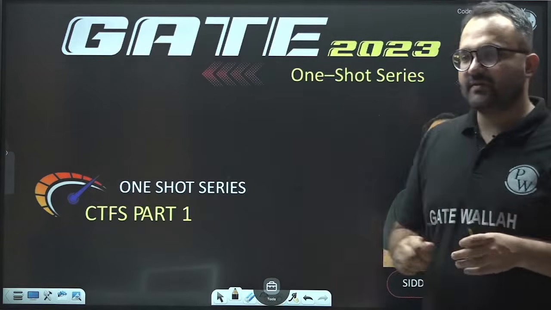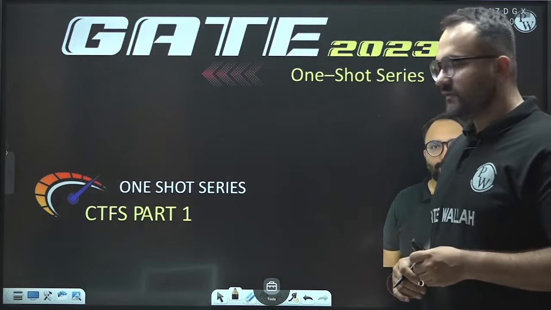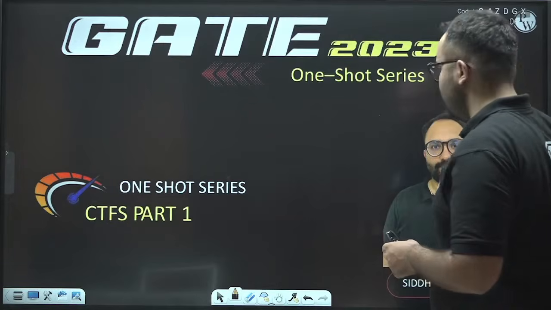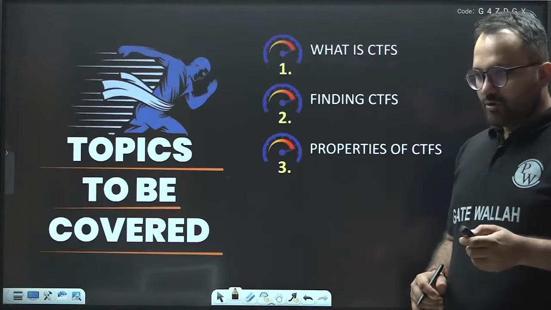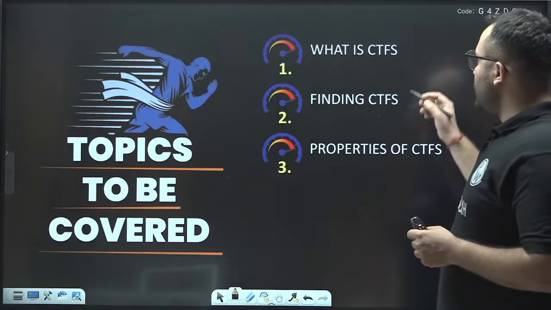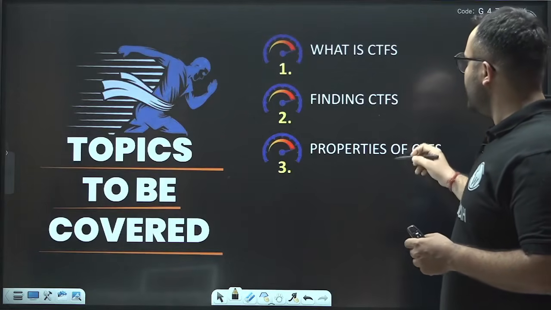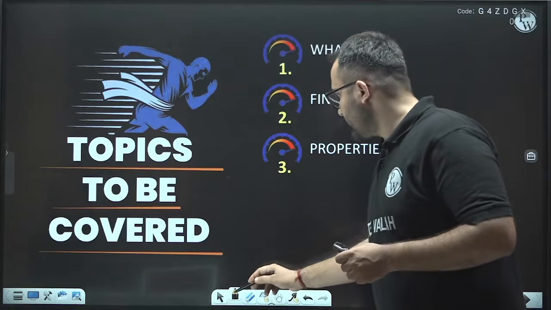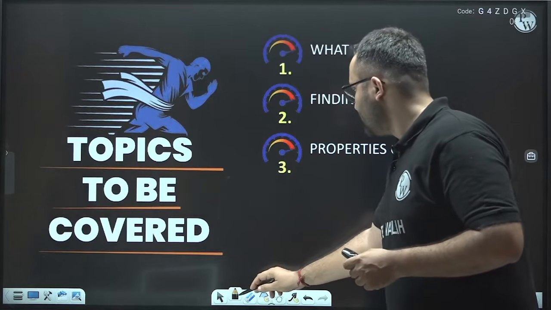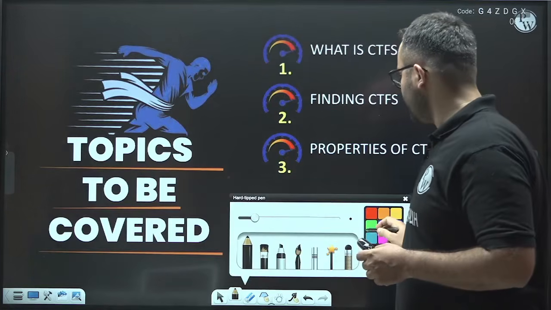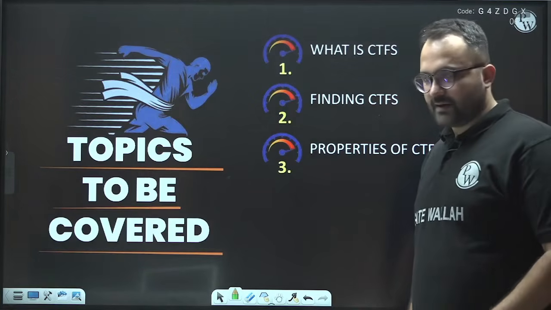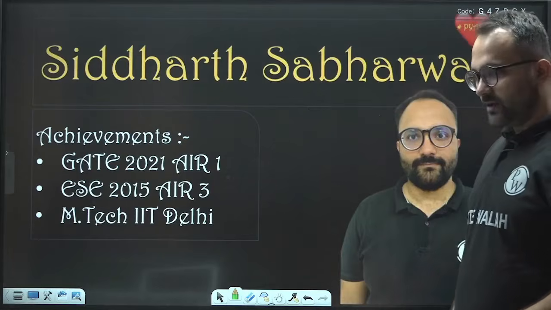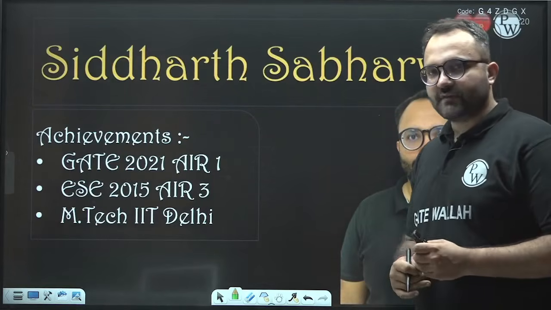In this lecture we will cover the first part of the continuous time Fourier series. That is a very important part with respect to GATE. We will be covering what is Fourier series, how to find out the Fourier series of some signals, and then the properties of Fourier series. These three things we will be covering in this part. So let's start the lecture.